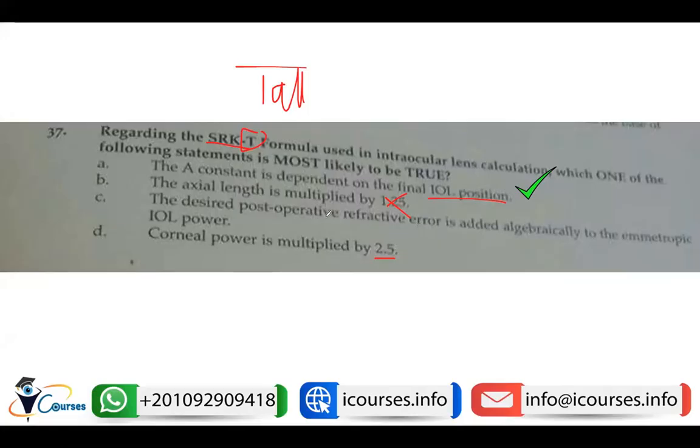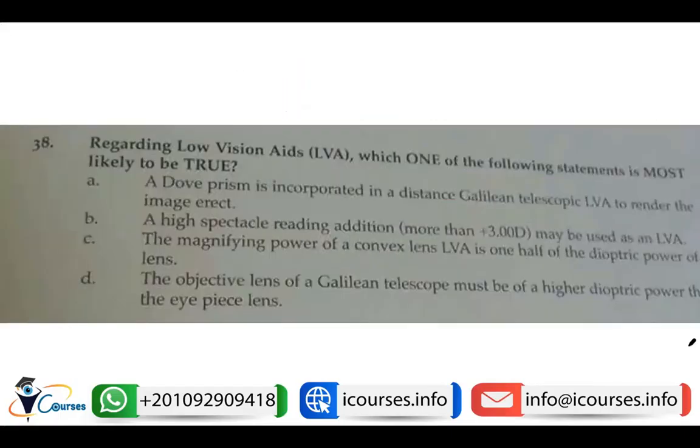Just let me check. Okay, let me check this question. I think that this is something wrong. Let me check this question and I will tell you. Okay, I will skip it now and I will check it again and tell you in the chat box in the WhatsApp. Okay, let's move to the next question.